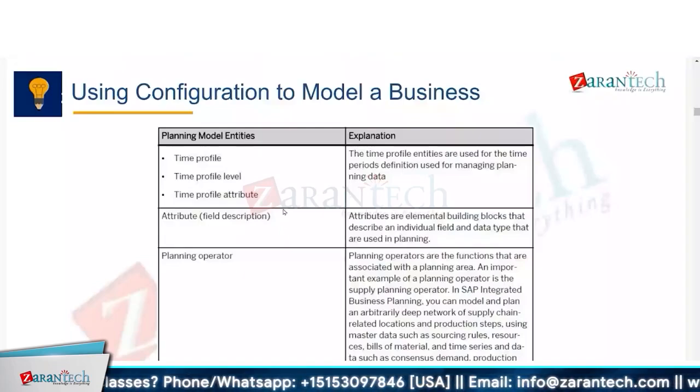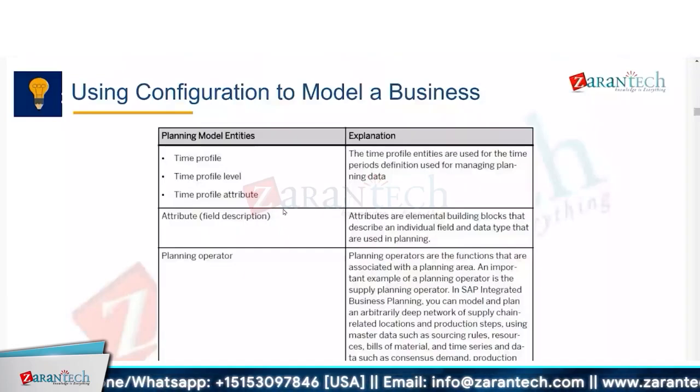The next one is attributes. Attributes are elemental building blocks that describe an individual field. Even though in SAP IBP most of the time you hear the word attributes, very often most people get confused. What exactly is this attribute? Does it have some different meanings, some different technical aspects? No. An attribute is basically an individual field and data type. An attribute can also be the column header, like product ID can be an attribute, and it can also be a key figure. Key figure means basically the actual data which is used.